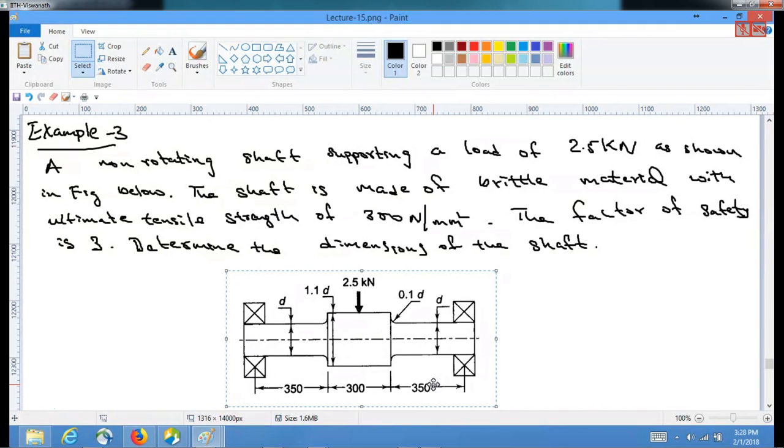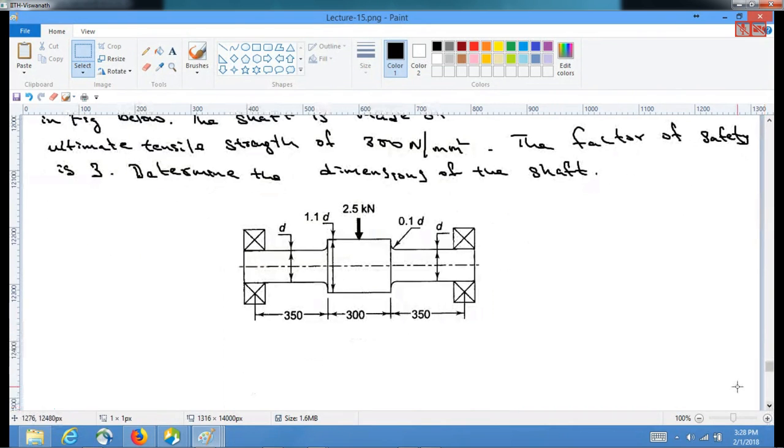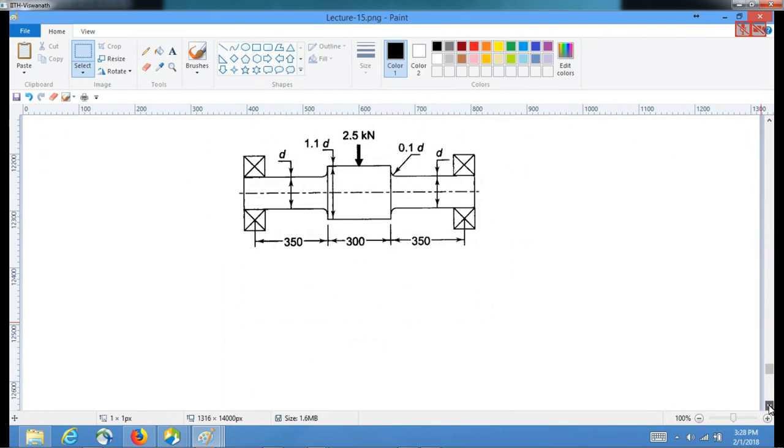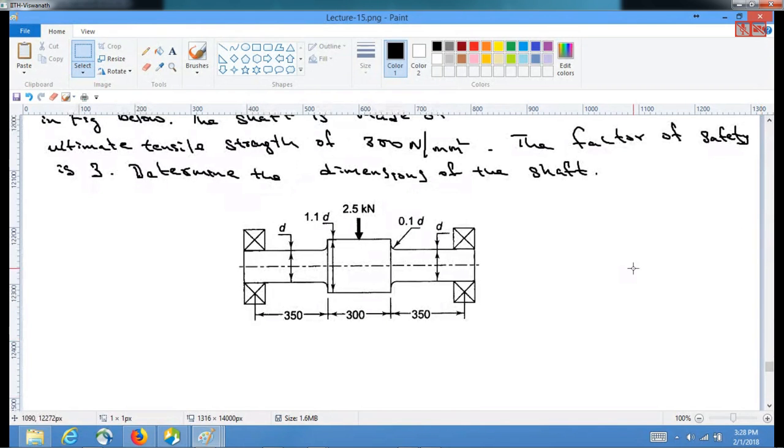And you can see a transverse load of 2.5 kilonewton is subjected. So that means, due to these things, we will have bending stresses in the fillet. So for that reason, one has to critically design this for the bending loads. So first, let us start.